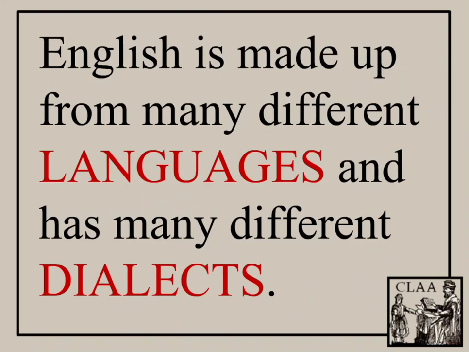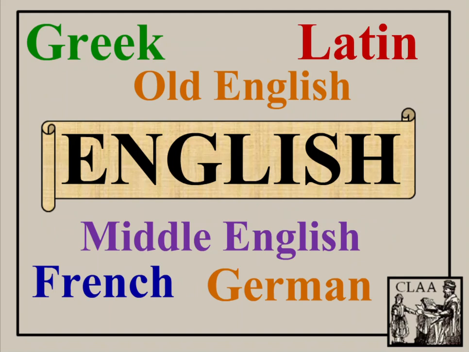We must always remember that English is made up from many different languages and has many different dialects. We've learned that English is made up of the Greek and Latin languages, and also the Old English and Middle English dialects. English also comes from the French and German languages.